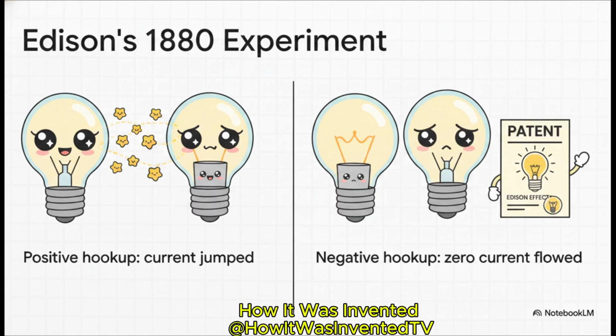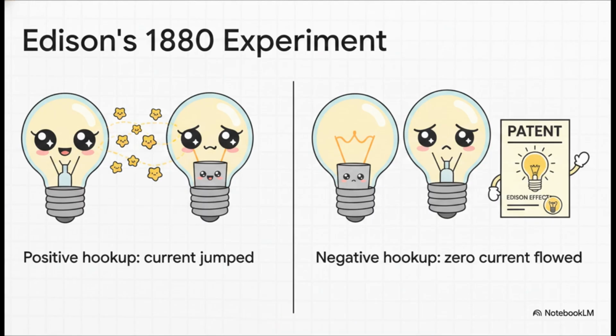So to figure it out, he runs kind of an odd experiment. He actually sealed a small metal plate inside the glass bulb, just hovering there right near the filament, but importantly, not touching it. And amazingly, when he hooked that plate up to the positive side of the circuit, a tiny current mysteriously jumped right across the empty vacuum to the plate. But, and here's the kicker, when he hooked it up to the negative side, absolutely zero current flowed. Without even realizing it, Edison had accidentally built the world's first diode.